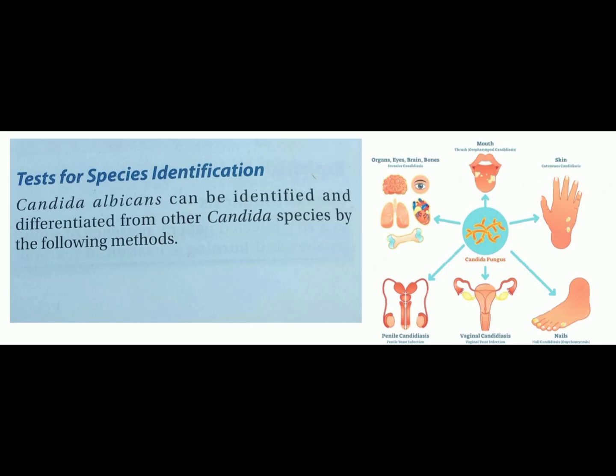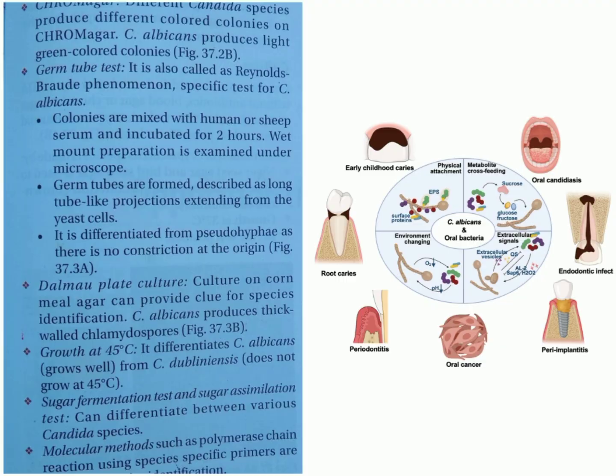Tests for species identification. Candida albicans can be identified and differentiated from other Candida species by the following methods. CHROMagar: different Candida species produce different colored colonies, and on CHROMagar, Candida albicans produces light green colored colonies. Germ tube test: it is also called the Reynolds-Braude phenomenon, a specific test for Candida albicans.